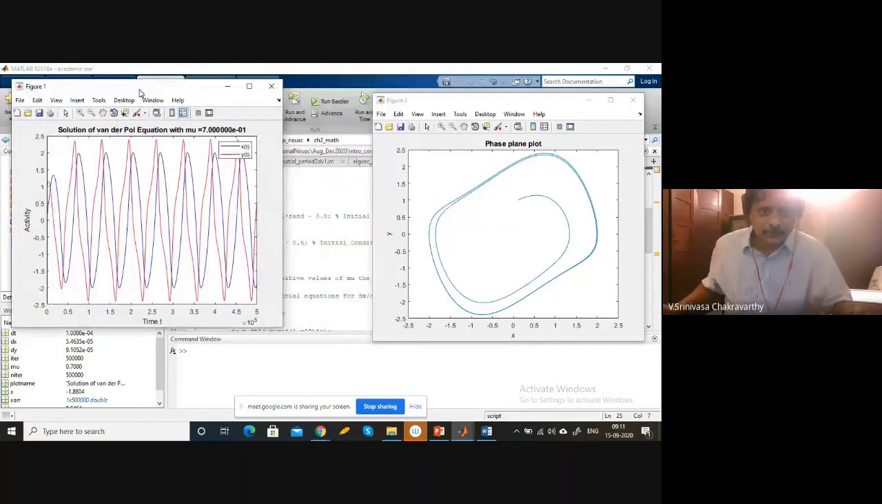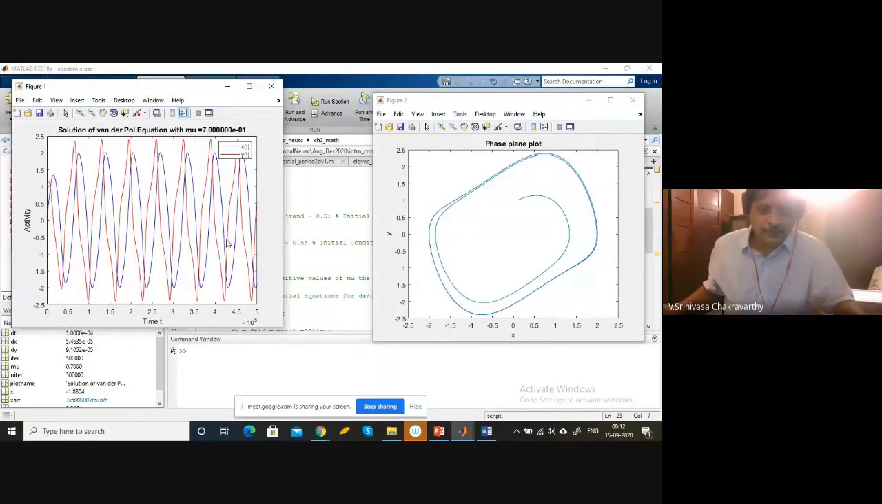You see that for small mu, it looks like a nice sinusoid. But as mu is increased, in the phase plane the loop is becoming more and more distorted. It's moving away from a circle. It's looking more like a smoothened rectangle. And even the waveform of the oscillation is no more a sinusoid. It's very distorted. In fact, this waveform looks a lot like some of the oscillations of cardiac cells.